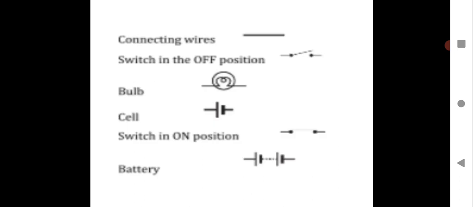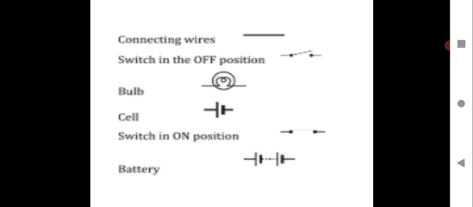So let us see how you draw a connecting wire. Switch in the off position, you can see the key is open, that means the circuit is open and the current will not pass. Bulb, you see how it is drawn in the symbol form. Cell, you will have a positive terminal and a negative terminal. Positive terminal, you see a bigger vertical line, negative terminal, a smaller vertical line.